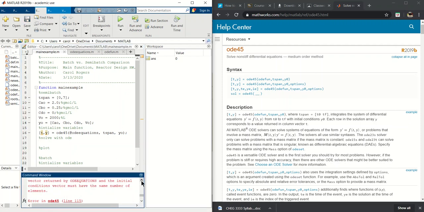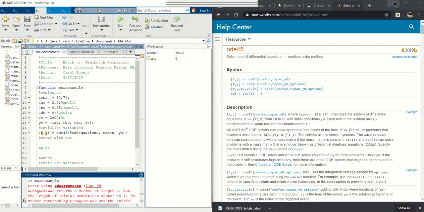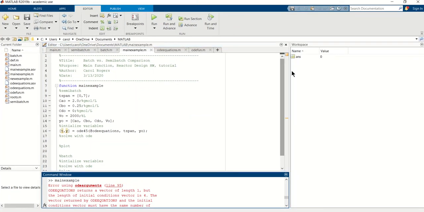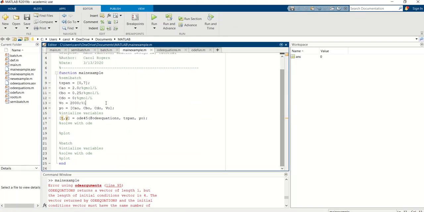there's an error. This is an error we expected to get eventually. I'm going to close the documentation for this really quickly and make this a little bit easier to read. So what does this mean? A vector of length 1 was returned from the ODE equations function, but it expected to have a vector of length 4. And that's because of the way that the ODE solver works.